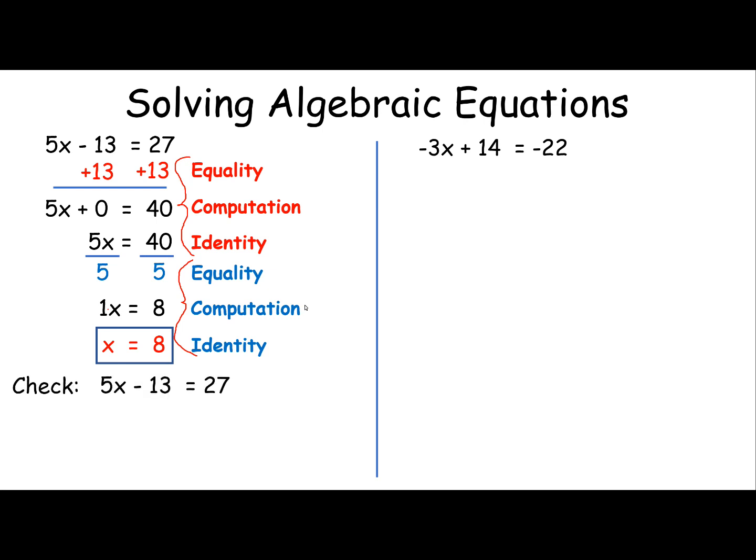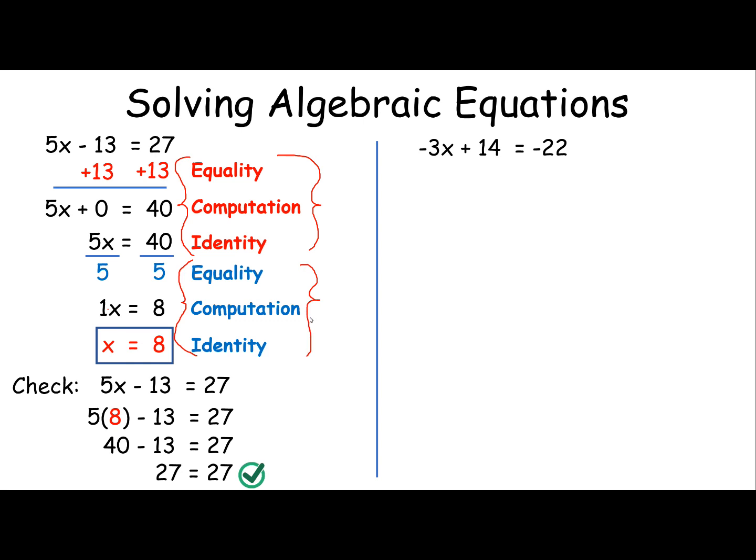As always, we can check this by rewriting the original problem, substituting in the number we said should work, and then simplifying. 5 times 8 is 40. 40 minus 13 is 27. When the sides match and what shows up is true, I know I have the right answer. If whatever you plug in did not work, then you would need to go back and work the problem out again because you've done something wrong. This pattern, equality, computation, identity, is going to happen over and over throughout the rest of the unit. So you want to make sure you're very comfortable with that.